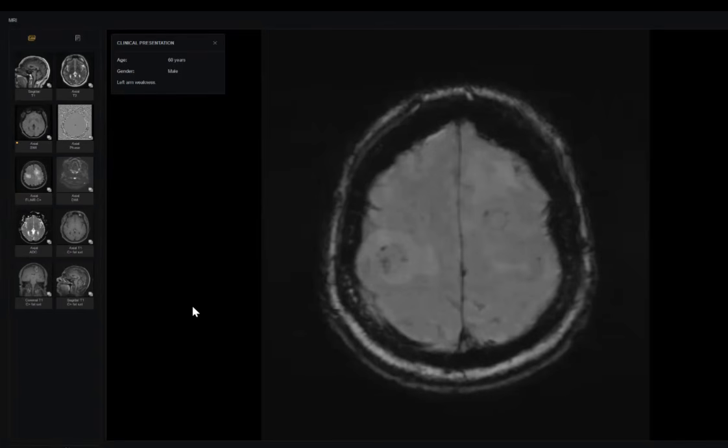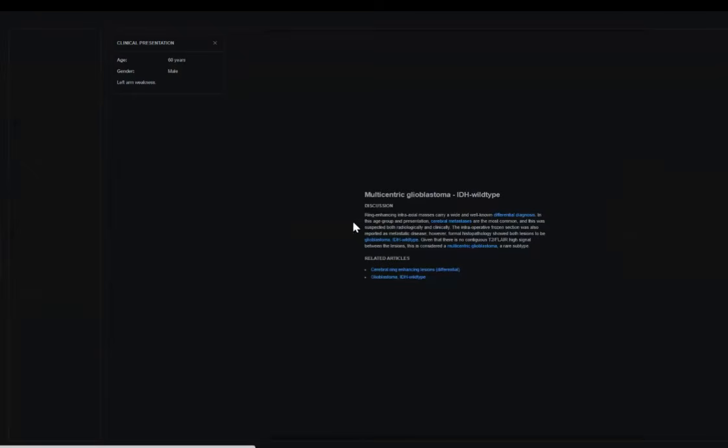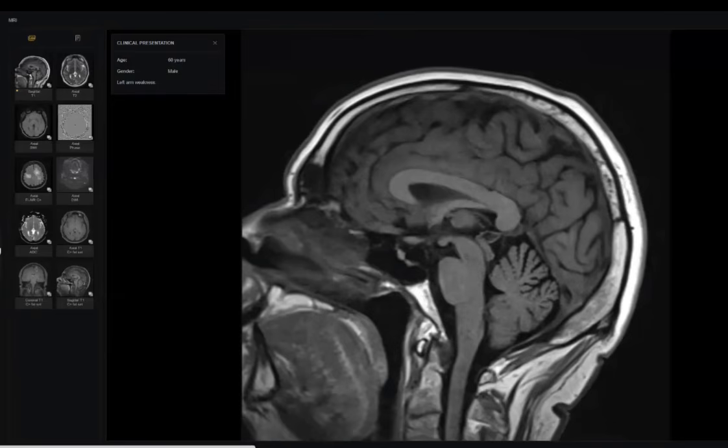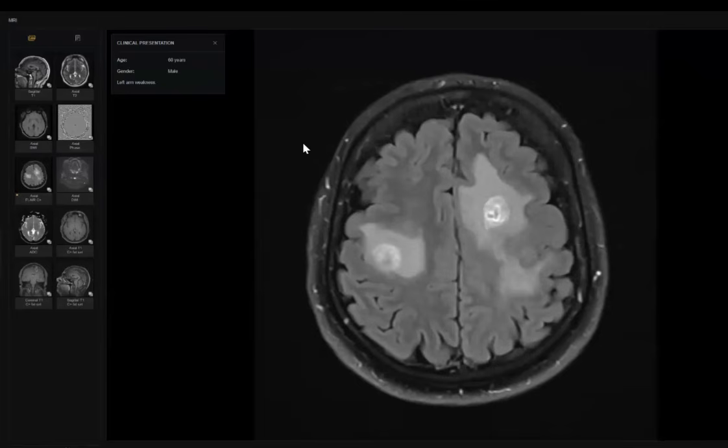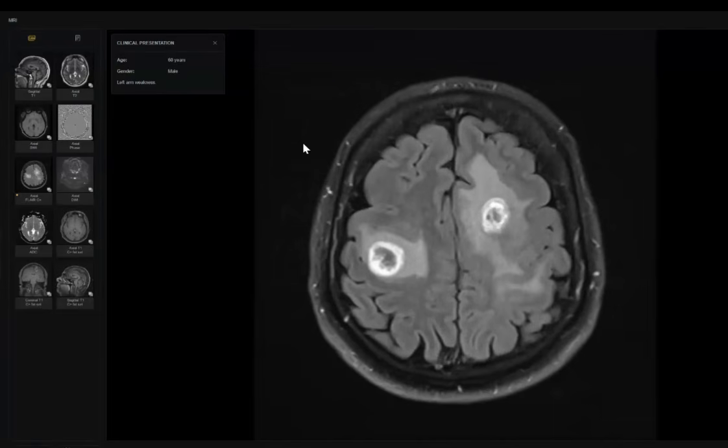Okay, thank you, doctor, so much. Look, my colleague, it was a multicentric glioblastoma. Doctor, I have a last question. Why is glioblastoma named glioblastoma multiforme? Because of different entities, like necrosis, as well as different cells.